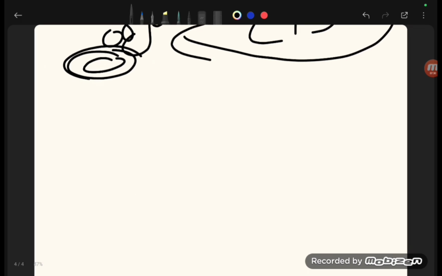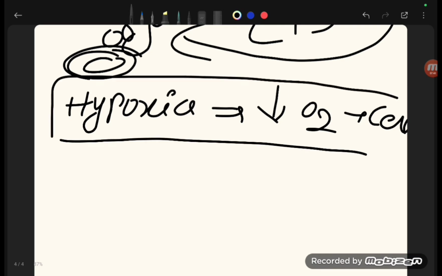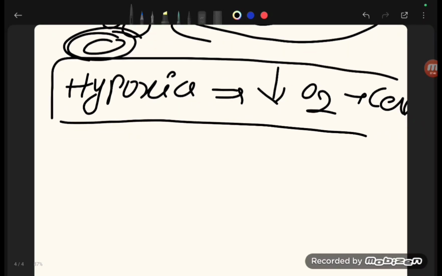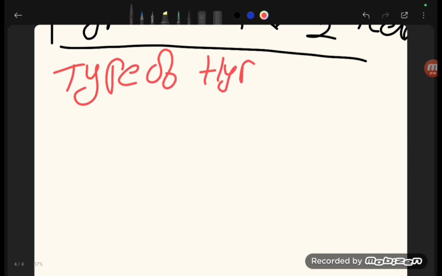Now we know the mechanism of oxygen supply to the cell. So in case of hypoxia, there is decreased oxygen supply to the cell. This is our main concept. Now we will talk about the types of hypoxia. There are many types of hypoxia.